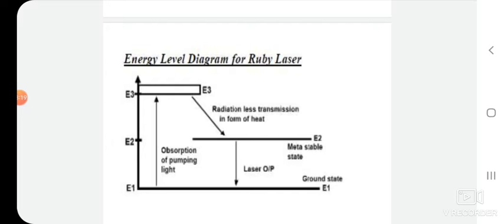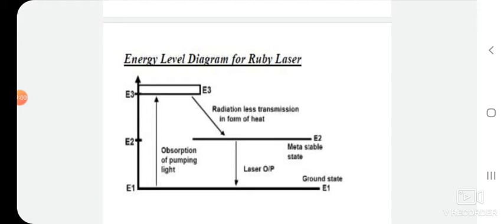This is a 3-level energy diagram which shows that in ruby laser, the absorption occurs in a rather broad range in the green part of the spectrum. This makes the electron move from ground state E1 to the band of level E3, which is higher than E1. At E3, these excited levels are highly unstable.